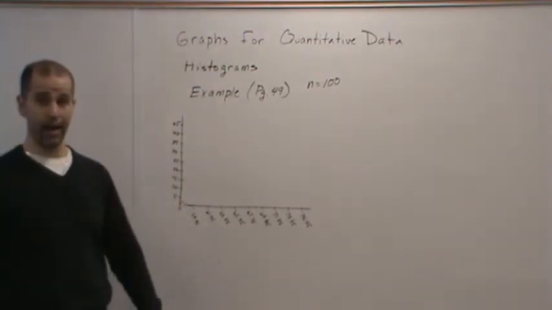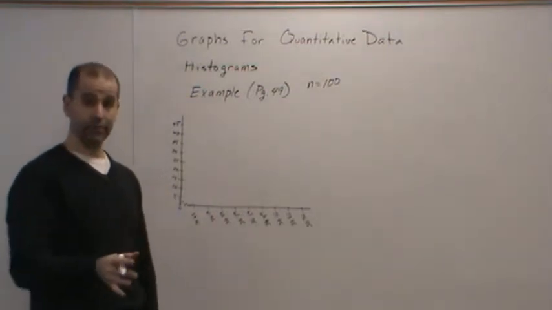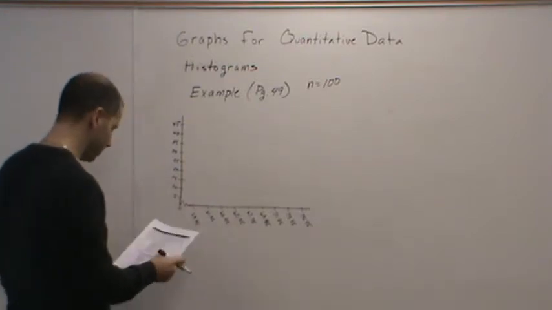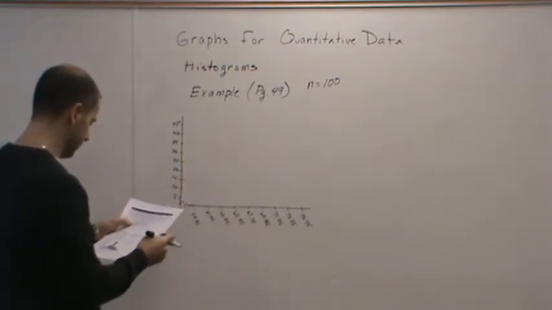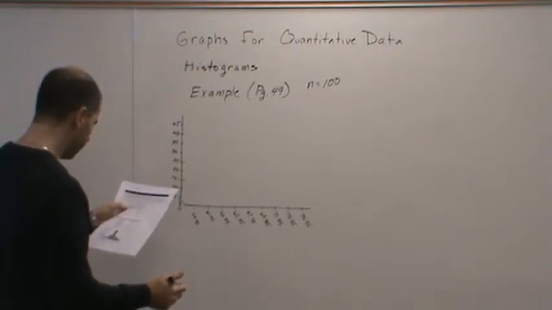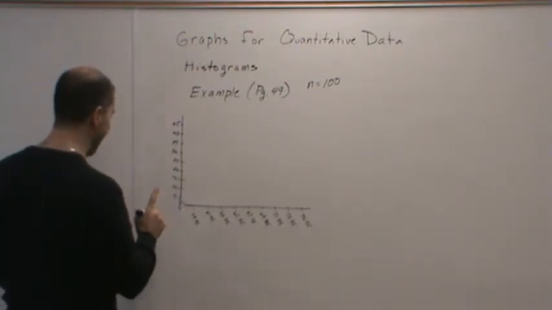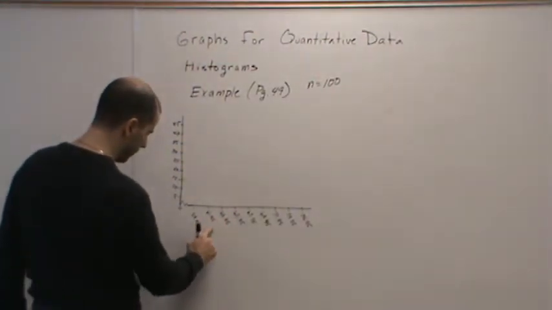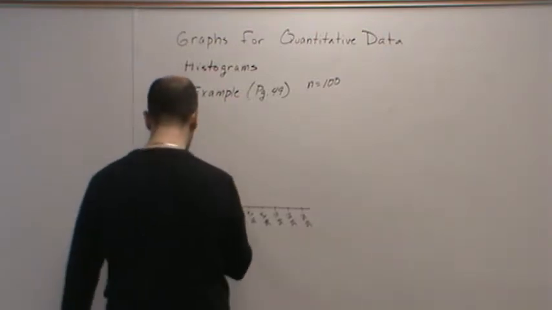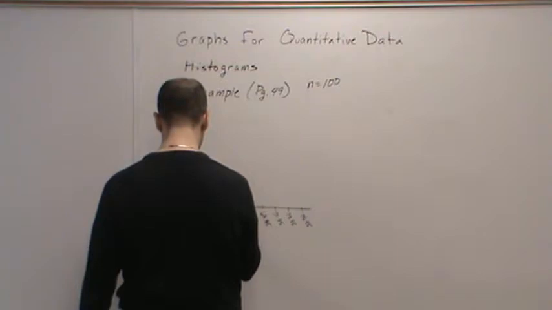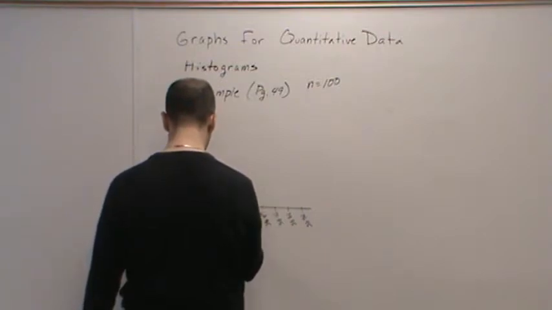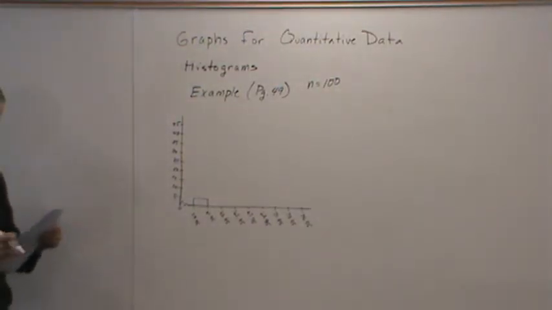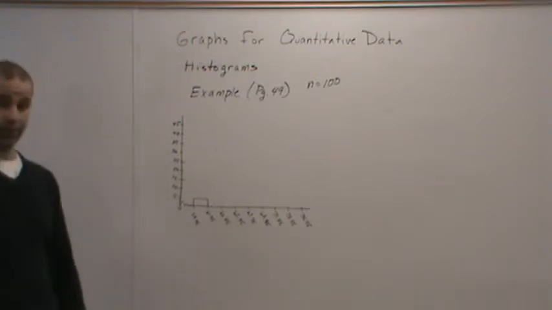Okay, so now I've got my table, I've got my graph set up. Now all I have to do is put in the bars. This is the easy part, okay? So now all I have to do is go by the table and go by the frequencies. So the first class has a frequency of 5, okay? So what am I going to do? I'm going to go from this boundary to this boundary. So this is the first class. So I'm going to go up to 5 and across. There's my first class. There's my first bar. Now the second bar goes to a frequency of 3.